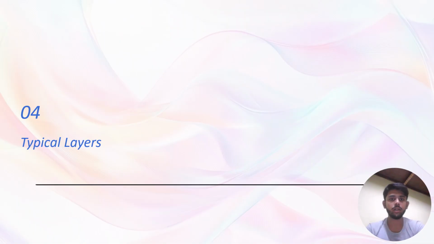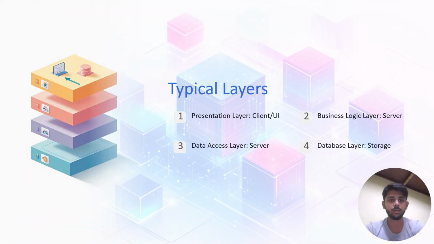Now let's see what are the typical layers in layered architecture. First of all, we have the presentation layer, then we have the business logic layer, data access layer, and the database layer. The responsibility of each layer: the presentation layer is responsible for handling the client. It is responsible for all the GUI displays and user interactions.